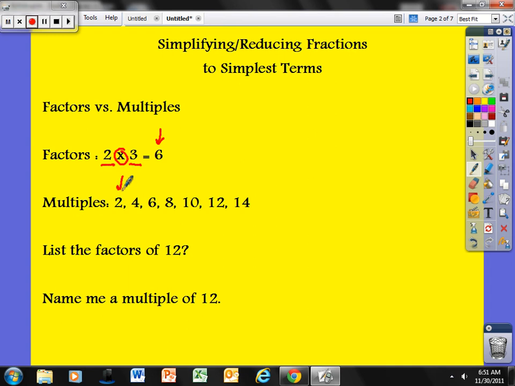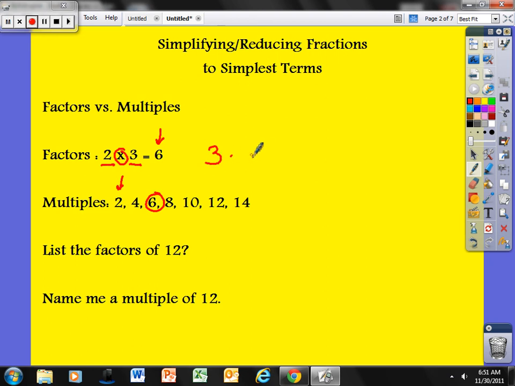So here I'm counting by 2s. 2, 4, 6, 8, 10, 12, 14. Now, I see 6 again. This does not mean that 6 is a factor of 2. It is a multiple of 2. So again, factors when I take two numbers together.